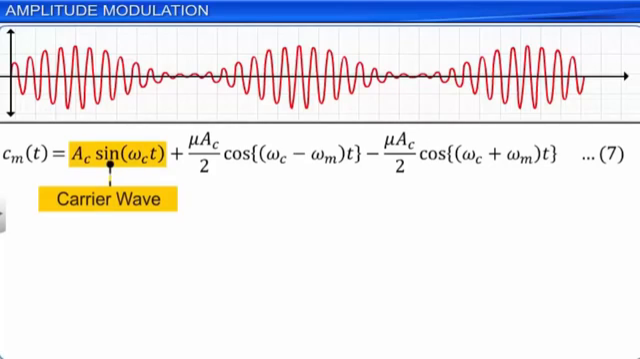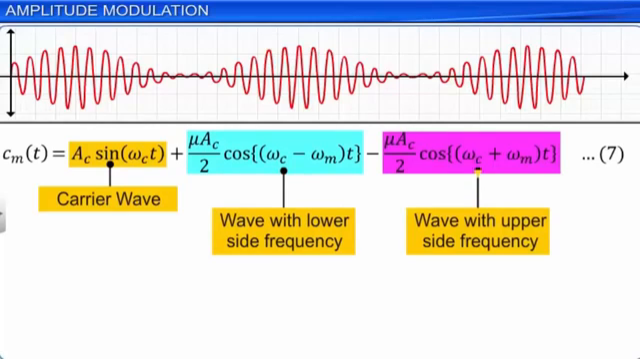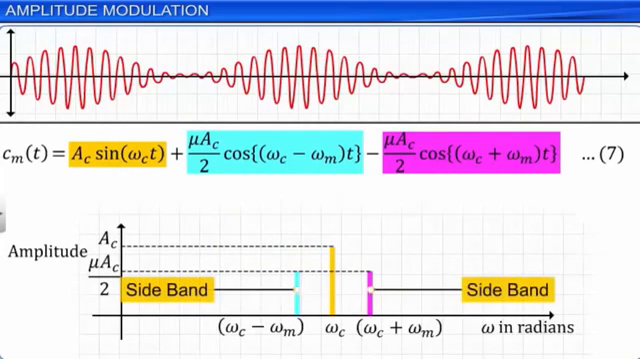The lower and upper side frequencies form the side bands of the transmission spectrum of the amplitude modulated signal. The range of frequencies between the side bands of an amplitude modulated signal defines the bandwidth required for transmission of the signal.